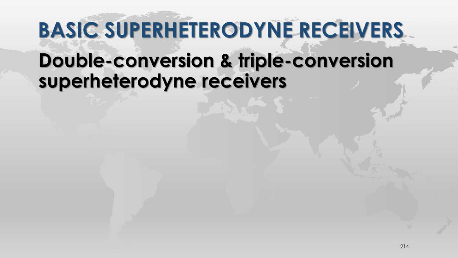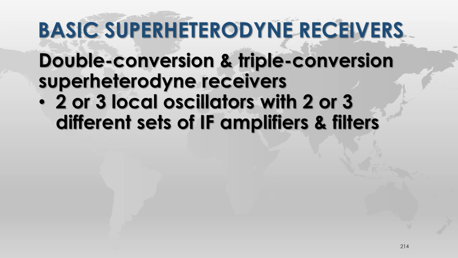Okay, double conversion and triple conversion superheterodyne receivers. Double and triple conversion: 2 or 3 local oscillators with 2 or 3 different sets of IF amplifiers and filters. Why would we do that? Why would we make it that complicated? Because then we can compare them to each other.